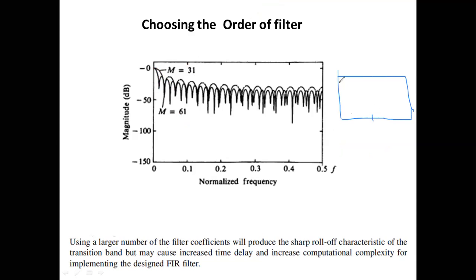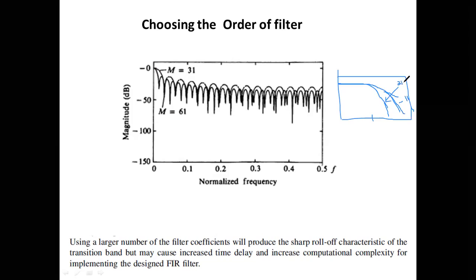If I use a filter of order 11, it might be something like this, it decays slowly. Say this is my filter with order 11. Then if I go for a filter with order 21, from the cutoff frequency, this decays faster. A filter with order 21 decays faster.